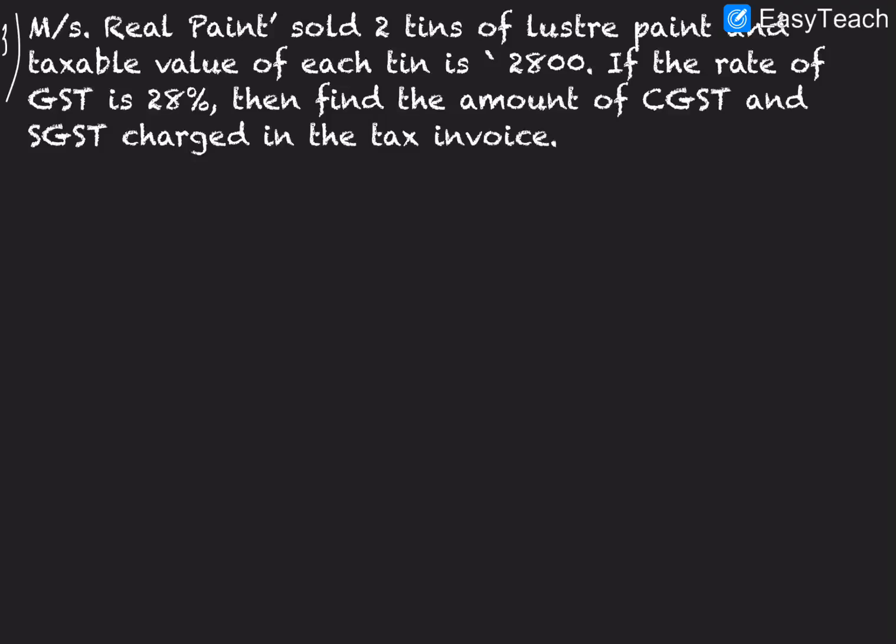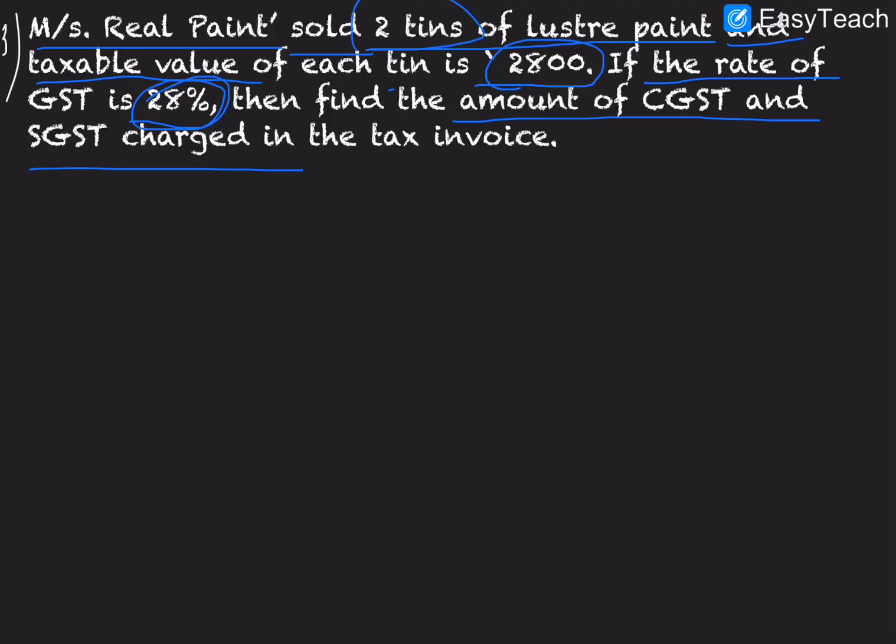Go to the next problem, third problem. Miss Real Paints sold 2 tins of Leicester paint, and the taxable value of each tin is 2800, and if the rate of the GST is 28%, then find the amount of CGST and SGST charged in the tax invoice.